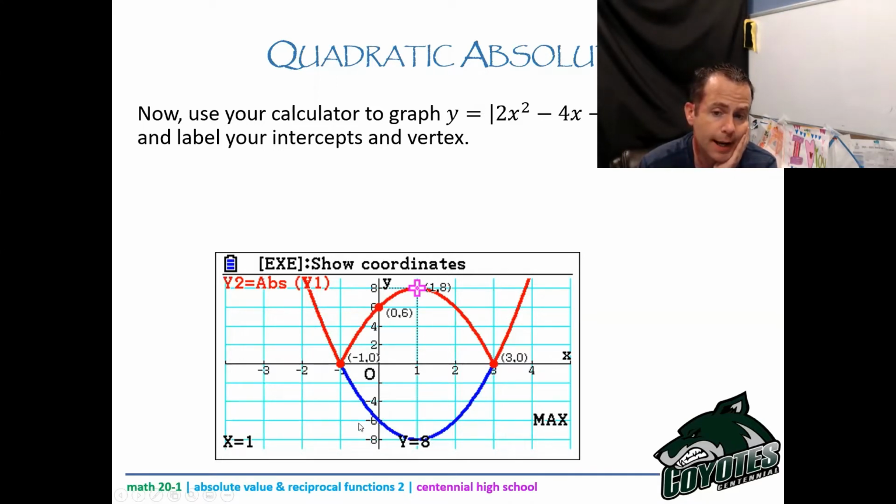Look, I had (0, -6), now I have (0, +6). I had (1, -8), now I have (1, +8). This was the point (2, -6). This is the point (2, +6). Everything that was originally negative now becomes reflected and becomes positive because that's what an absolute value bracket does, right?